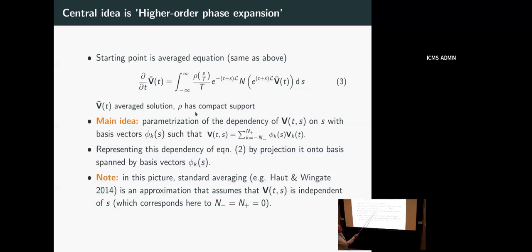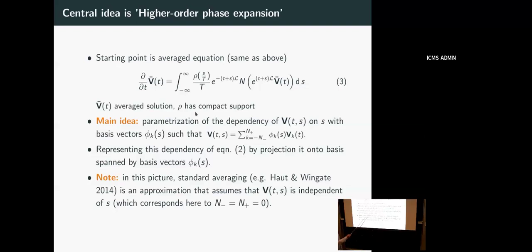And then the dependency of the solution is parameterized by a solution that does not depend on S, times some kind of basis. And we select what order of approximation we want. The next step is that we represent this dependency of the equation by projecting this equation onto this basis. And I show you on the next slide what I'm doing.